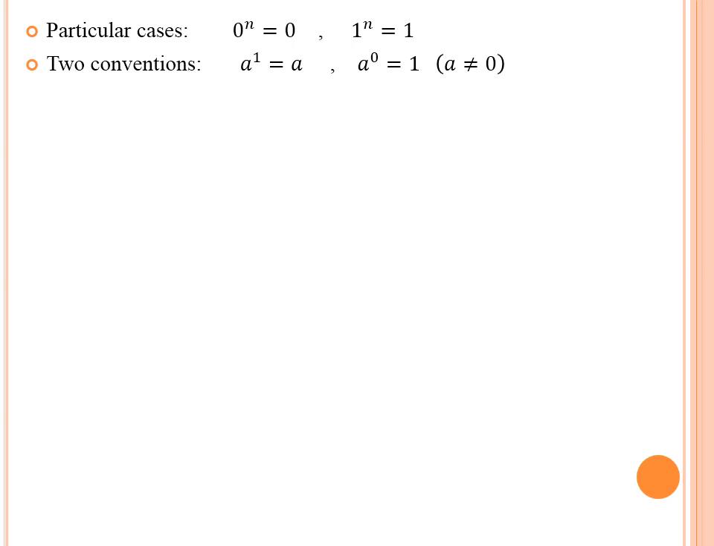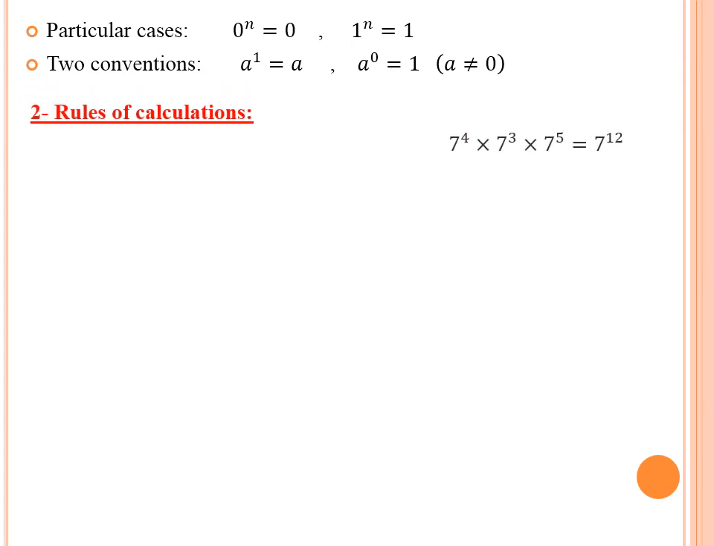Now, a to the power 1. Let's take an example, 9 to the power 1. Our answer should be 9, written one time, so it's 9. The a should stay the same. Now, by convention, a to the power 0 equals 1. Any number to the power 0 is 1.